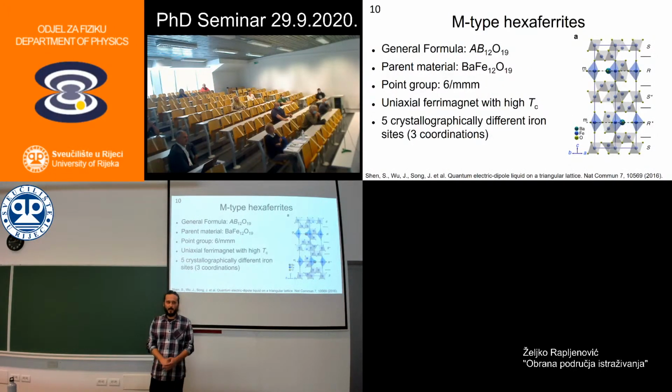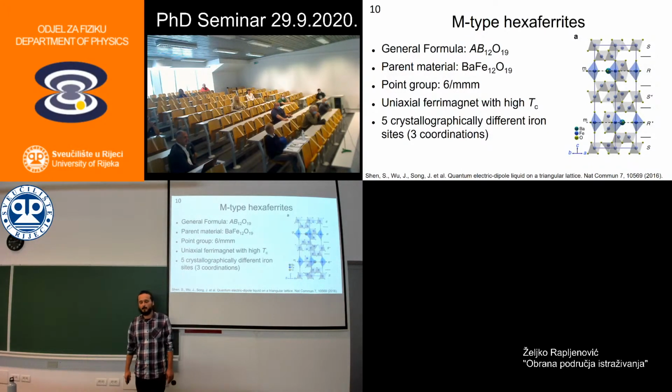So, my research is mainly focused on the M-type hexaferrite. Here is its crystal structure. It has a general formula AB12O19. We saw it before, but here I want to emphasize that we can substitute iron atoms by another ion. The parent material is the barium hexaferrite, the so-called BaM, here, with its formula.